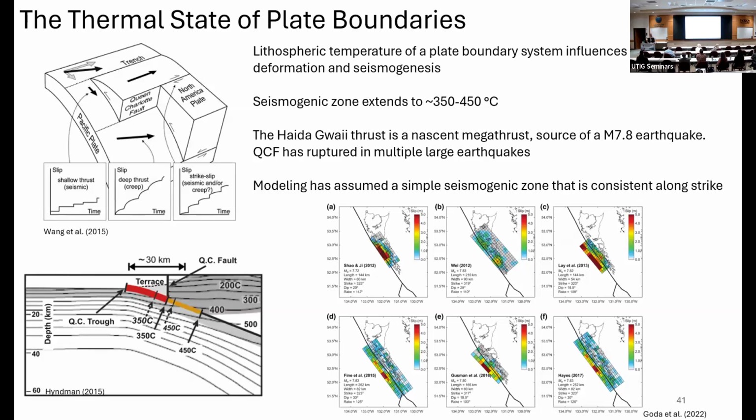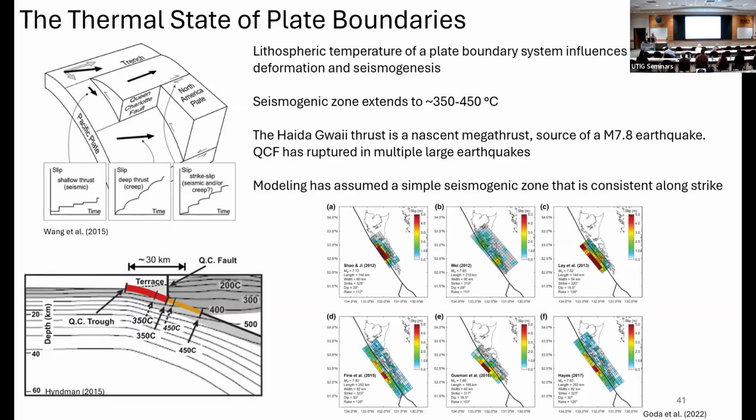So the thermal structure of the lithosphere of a plate boundary system influences deformation and seismogenesis, and this is shown by this simple cartoon from Collin Brandl, where depending on whether you're on the shallow Haida Gwaii thrust, the deep Haida Gwaii thrust, or the Queen Charlotte fault, how each is behaving in terms of slip behavior is controlled by the temperature. Similarly, seismogenesis of the Haida Gwaii thrust is also partially controlled by the temperature of the plate boundary.